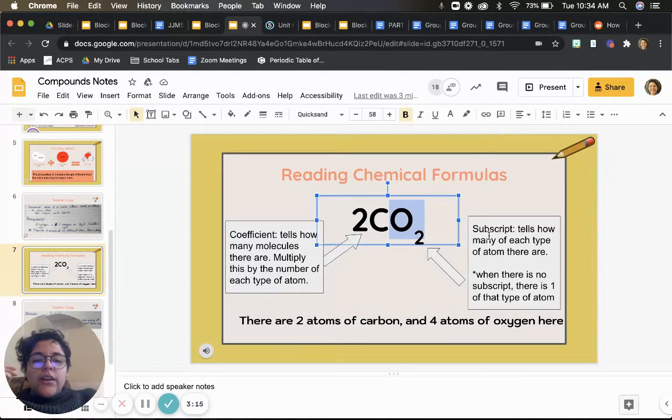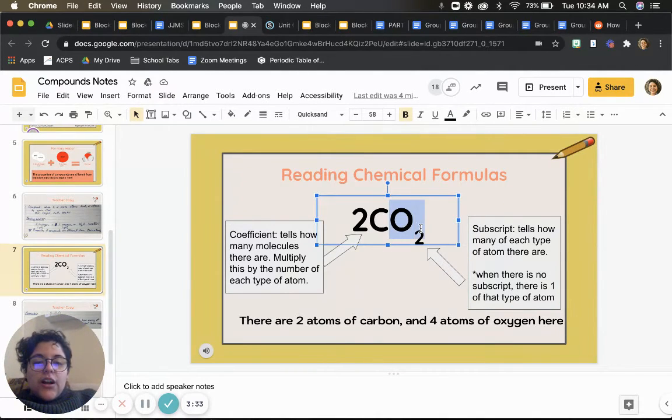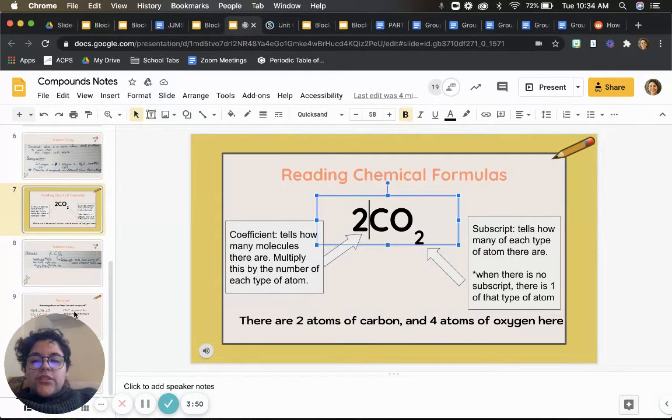And how do I have 4? Well, let's see why. A subscript, which is this small number next to the oxygen, tells how many of each type of atom there are. And if there's no subscript, there's just one of that atom. So here this says there's 2 oxygens because there's a little 2 next to the O. And then this big 2 says that there's twice the total amount. So we did O2 times 2, and that's how we get 4 atoms of oxygen.